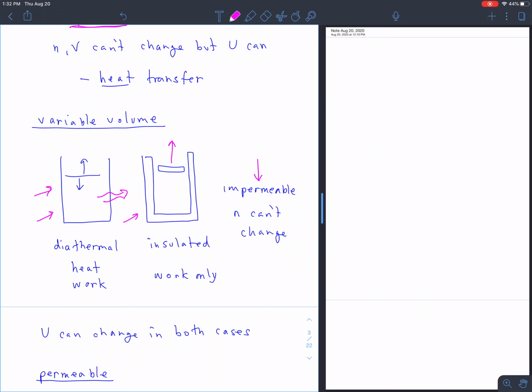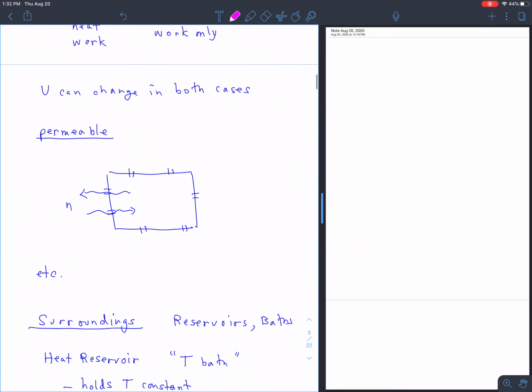And the system can change energy by both work and heat. And finally, there are permeable walls too, or sometimes semi-permeable walls that allow some things to cross the boundaries, but not everything. Sometimes they're completely permeable to everything. And then that's a case where finally the mole numbers themselves can all change.